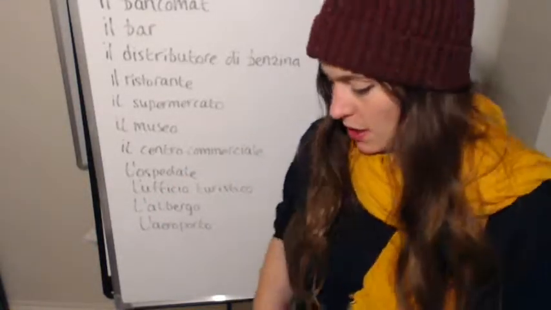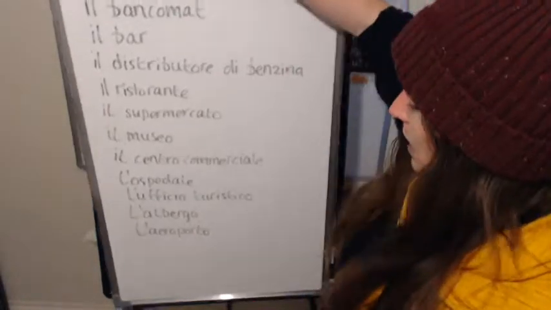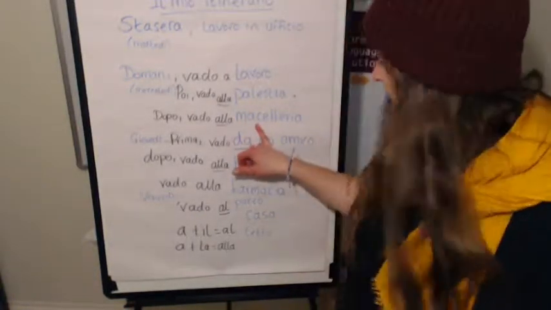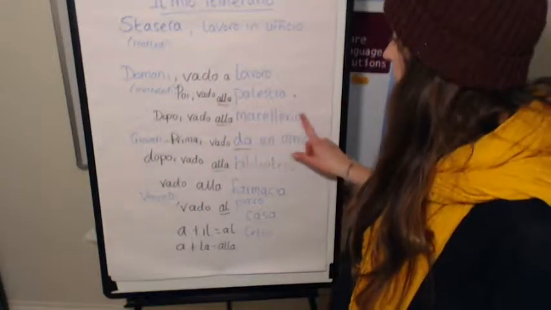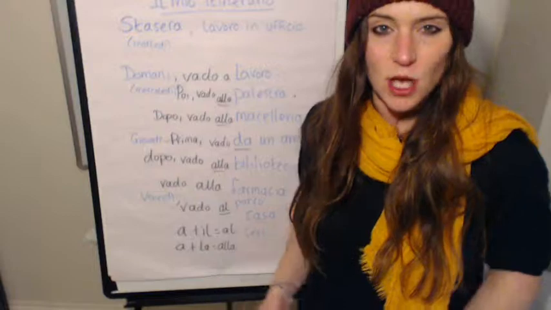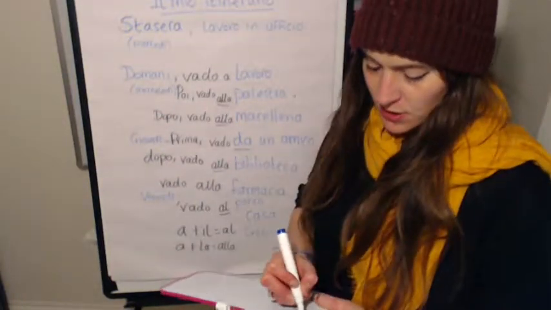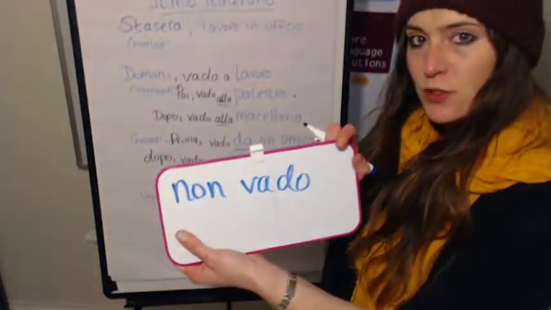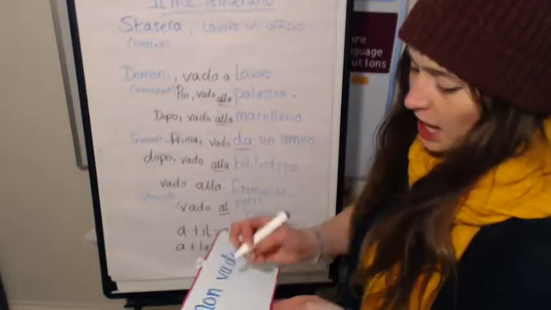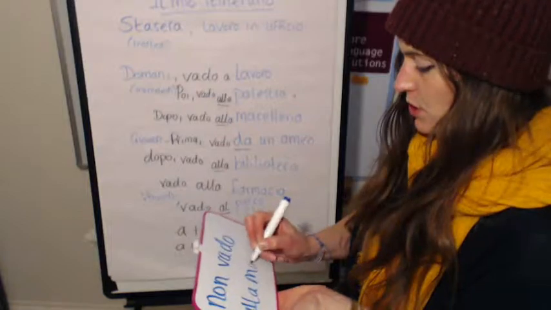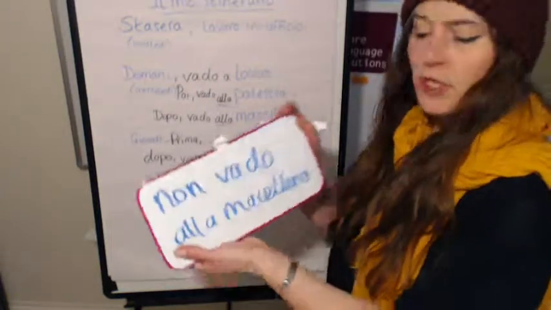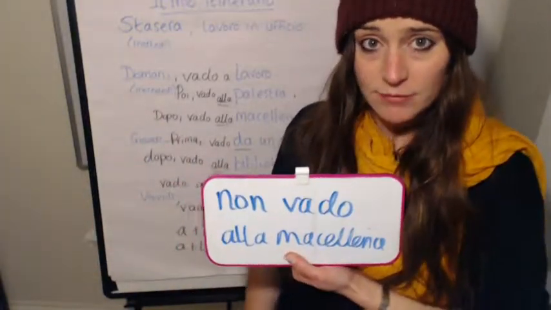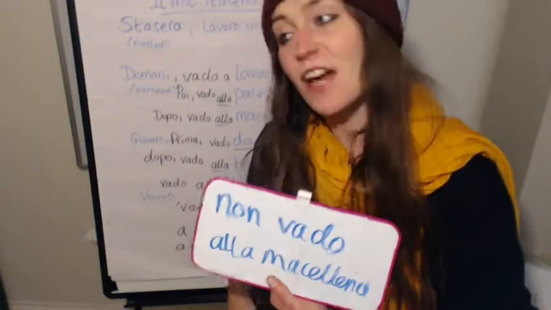Okay, now we're going to say something in the negative. I'm not going. Let's go back to a feminine place. Macelleria. One of my favourite places at the moment, even though I don't really eat much meat. La macelleria. So, I'm not going to the butcher's. When you're saying I'm not going, you just put non in front of vado. Non vado alla macelleria. So, if I change my plan, I could say domani non vado alla macelleria. Vado alla palestra. Okay, I'm going to the gym.